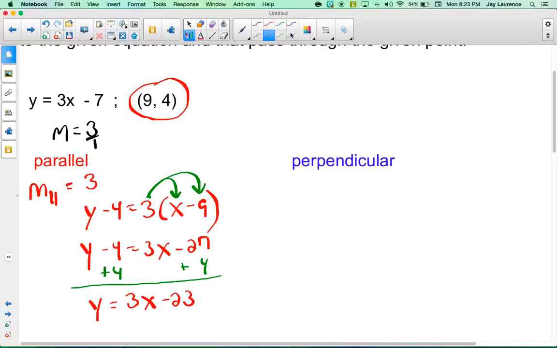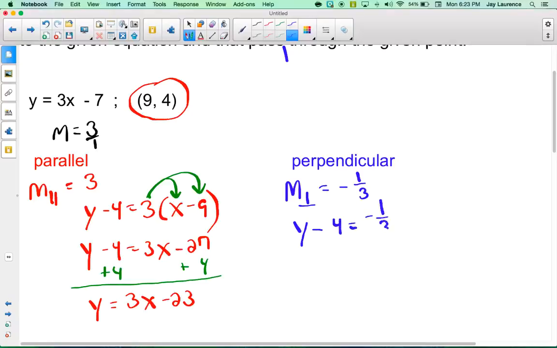All right, now the perpendicular one. Oh, excuse me, sorry about that. I'm going to find the slope. A perpendicular slope is the negative reciprocal. Yes? So if it's 3 over 1, the original slope, the negative reciprocal is negative 1/3. Okay. Now, I do the same exact thing. I write a point slope equation using the perpendicular slope and the point that was given to me.